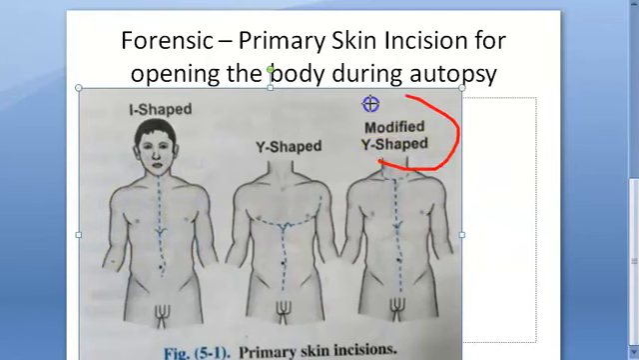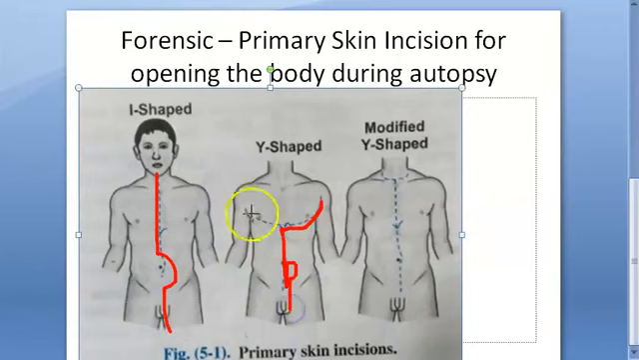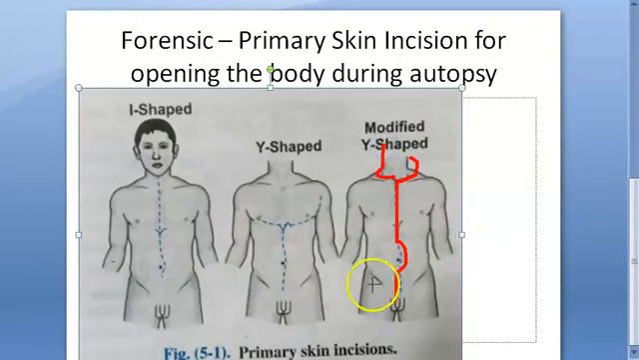Okay. Anyways, so this is the modified Y shape. So let's revise. I shape is from chin to pubic symphysis. So easy. Y shaped is acromion process, xiphoid process, and similarly, this is also not difficult to understand. But the modified Y shape is slightly difficult to understand. Let's understand this. From the suprasternal notch, no problem at all. But from here they are saying midline of clavicle behind ear. Okay, maybe this is also not so difficult.